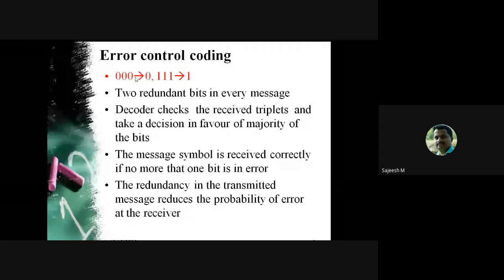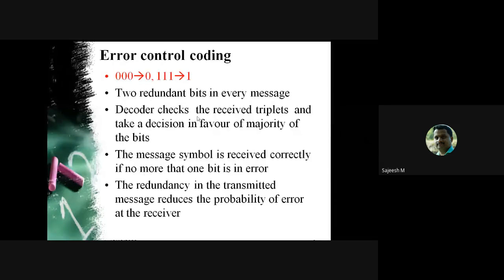That is, the code word corresponding to 0 is 0 0 0, and the code word corresponding to 1 is 1 1 1. That is 2 redundant bits in every message. We have added 2 extra bits to each message, generated the code word, and at the receiver end, the decoder checks the received triplets and takes a decision in favor of the majority of the bits.